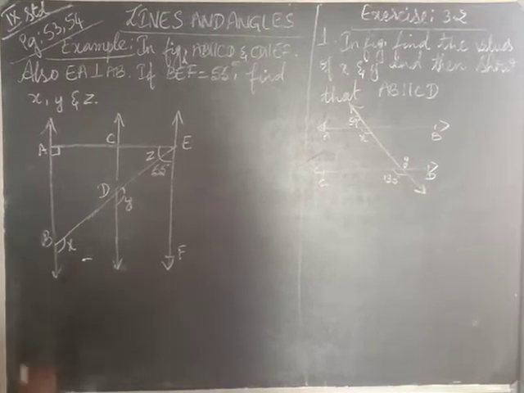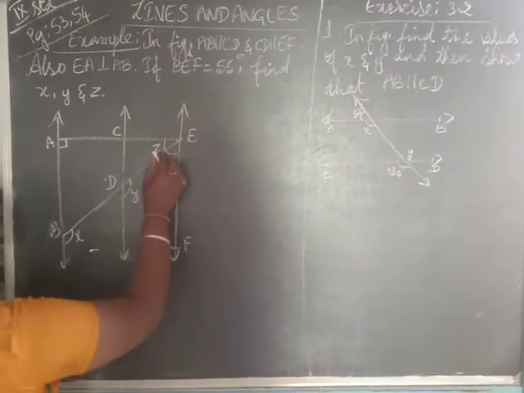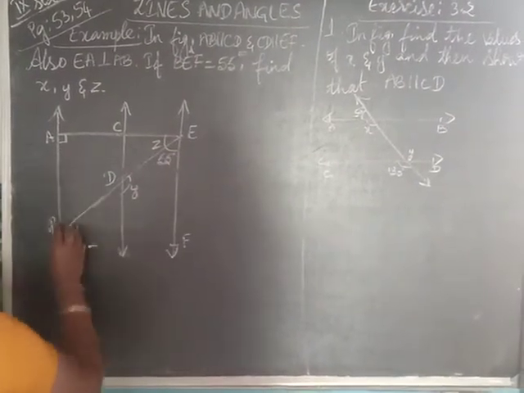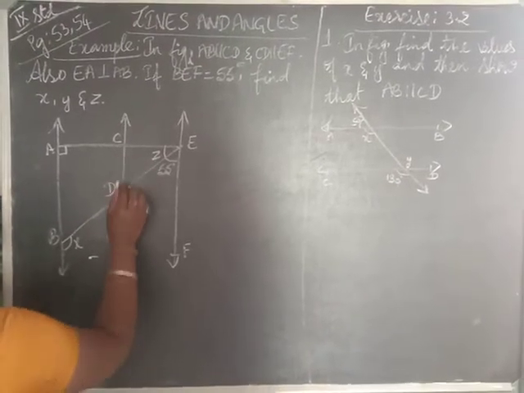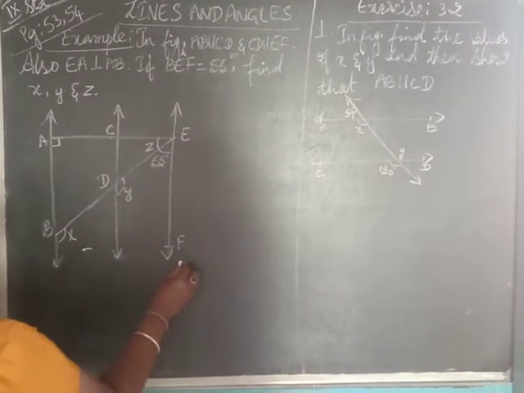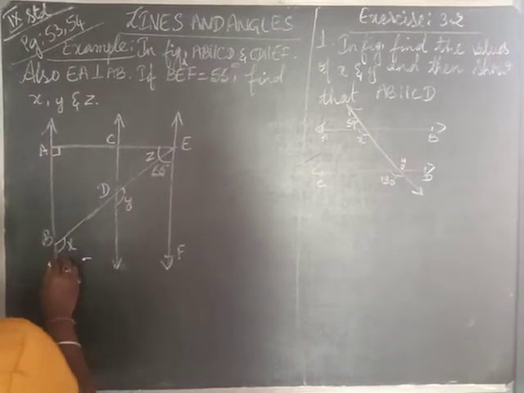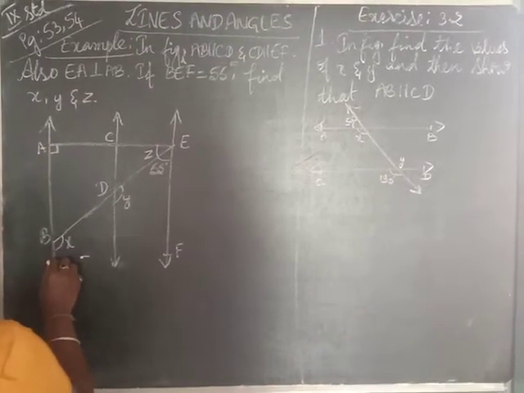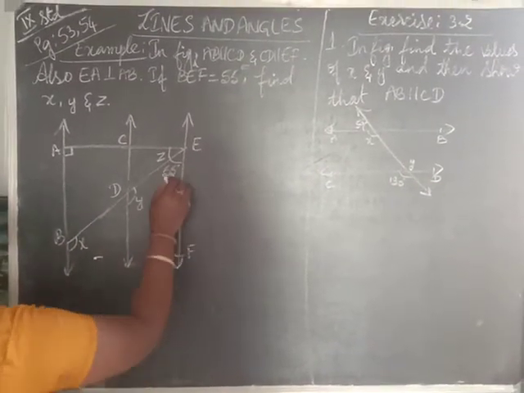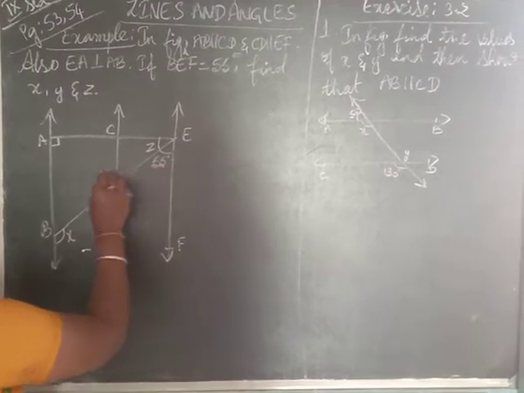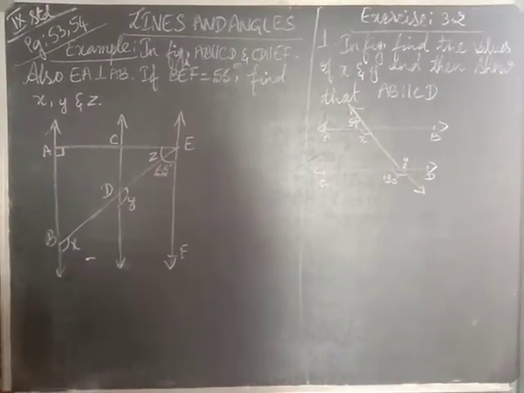In the example, in the figure, it is a given figure. AB is parallel to CD and CD is parallel to EF. Also, EA is perpendicular to AB. If angle BEF is equal to 55 degrees, then find x, y, z. X, Y, Z we have to find.